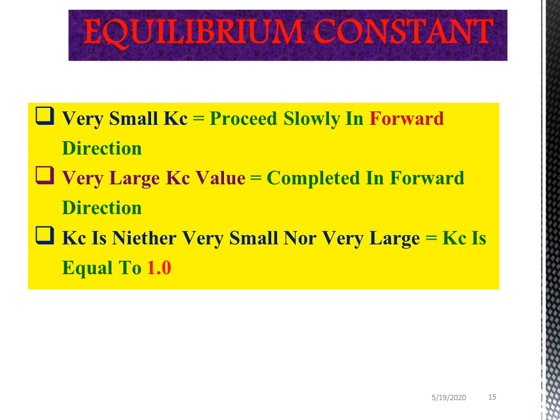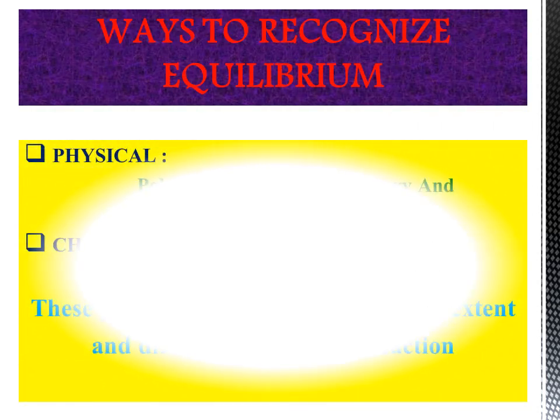If Kc is neither very small nor very large, it means that the concentrations of products and reactants will be very close. It means that the system will be at the dynamic equilibrium stage, and that is the value of Kc for that reaction. Now, how can we recognize chemical equilibrium?